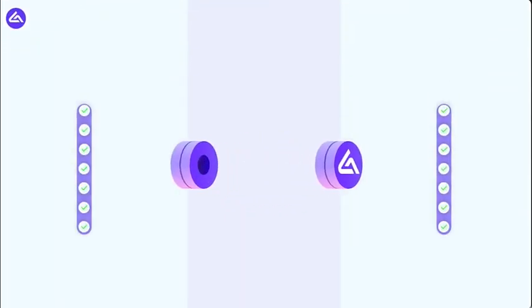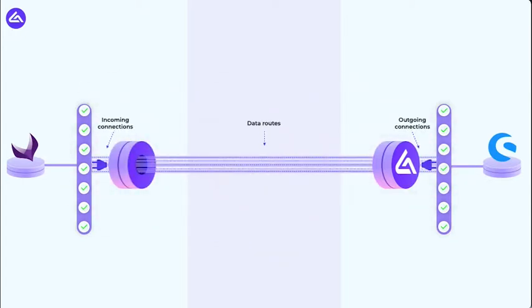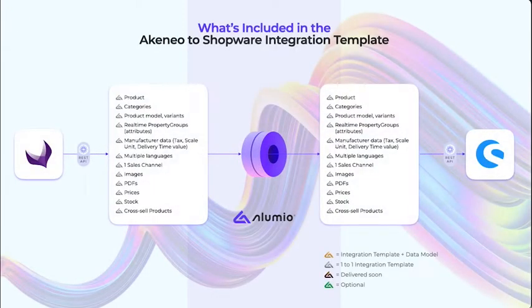Alumio provides a cloud-based, no-code integration platform to create fast, flexible, and future-proof integrations and allows you to adjust them yourself via its easy-to-use interface. For Akeneo to Shopware, we provide an integration template in order to really kickstart your integration. It connects all the needed data from Akeneo and pushes it to Shopware's API in the desired format.